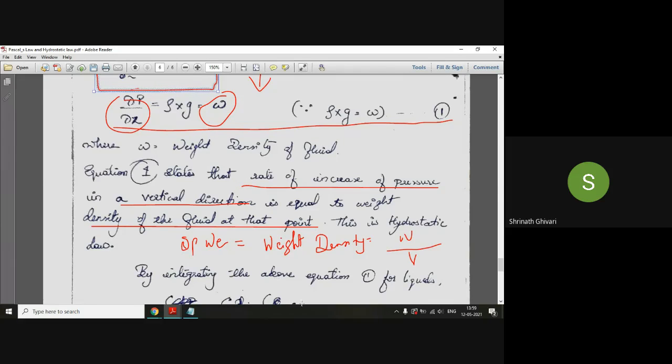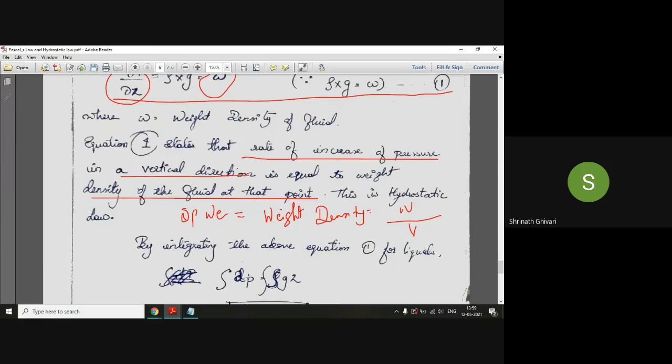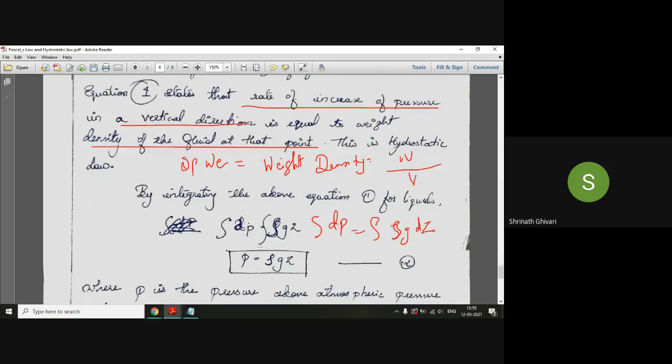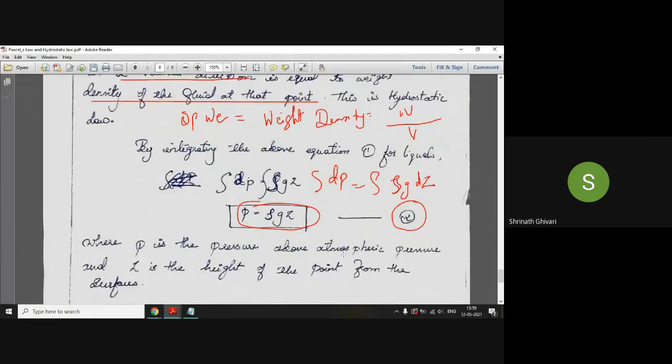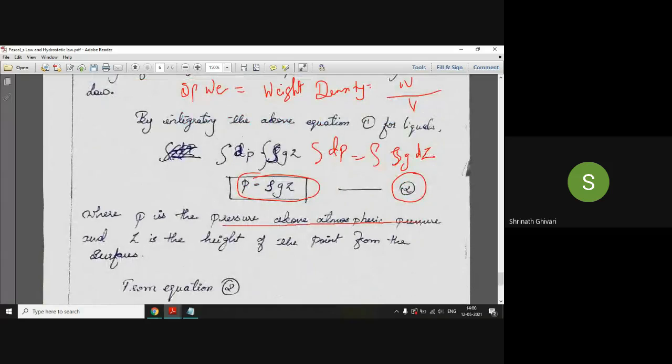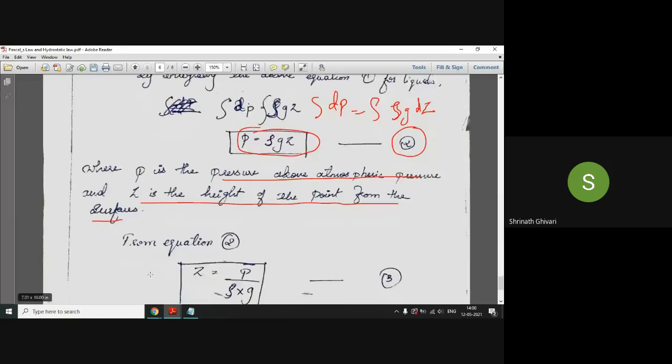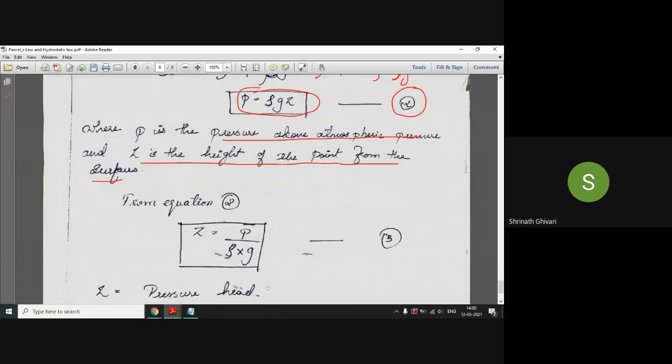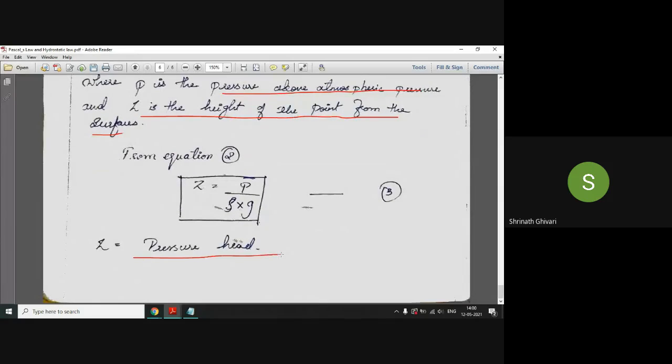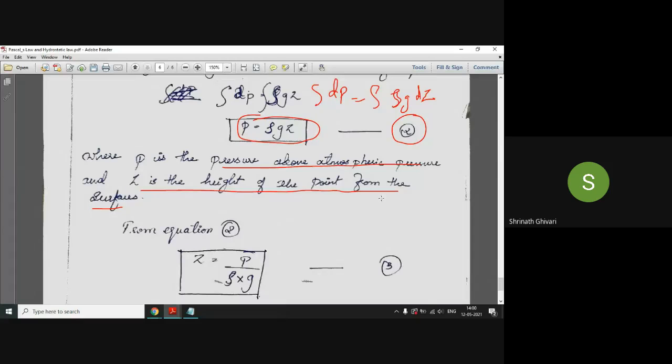Now we integrate this. Integration of dP is equal to integration of rho g dz. So we get P equal to rho g Z. This is your equation 2, where P is the pressure above the atmospheric pressure and Z is the height to the point from the surface. So from equation 2 we can write that Z equals P by rho g, where Z is the pressure head. So from this we get the equation P equal to rho g Z.